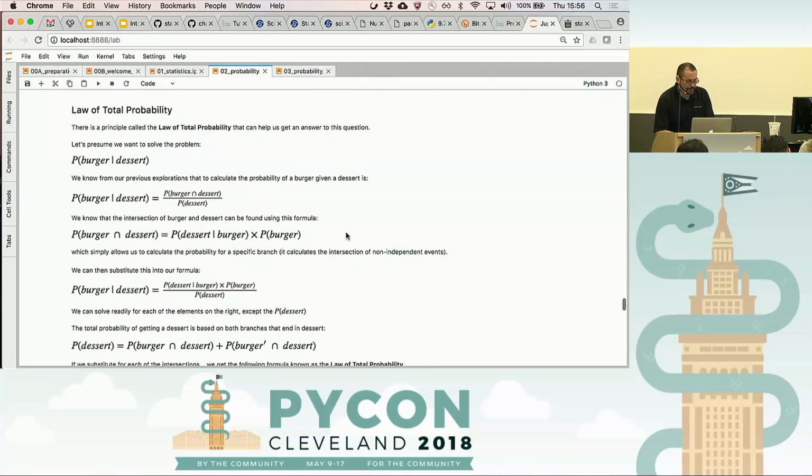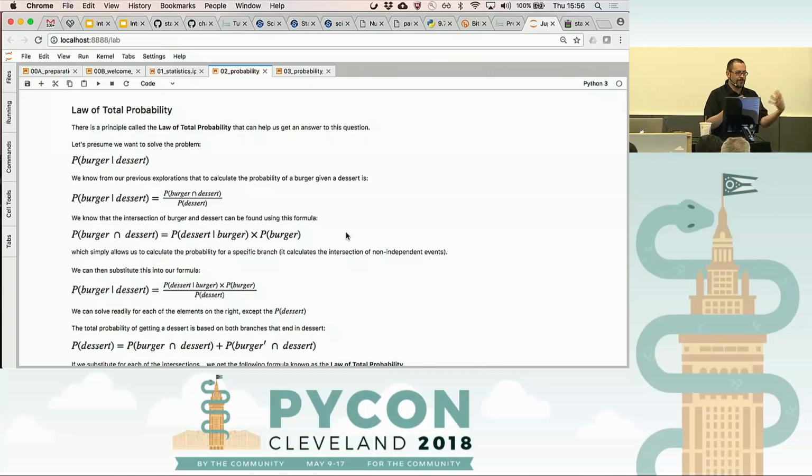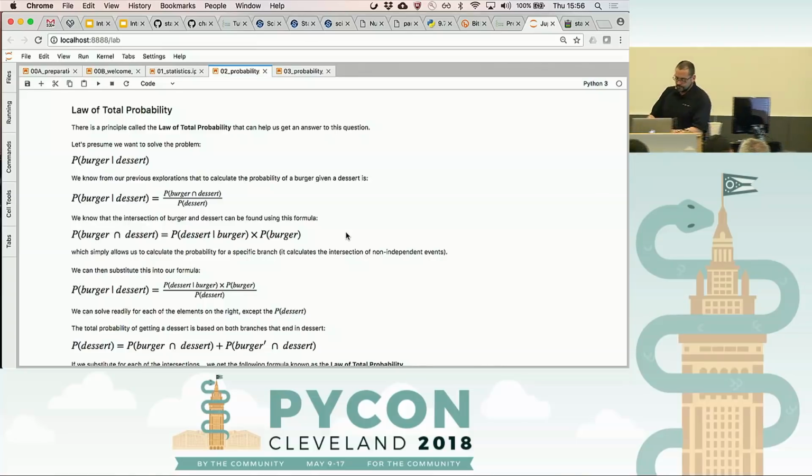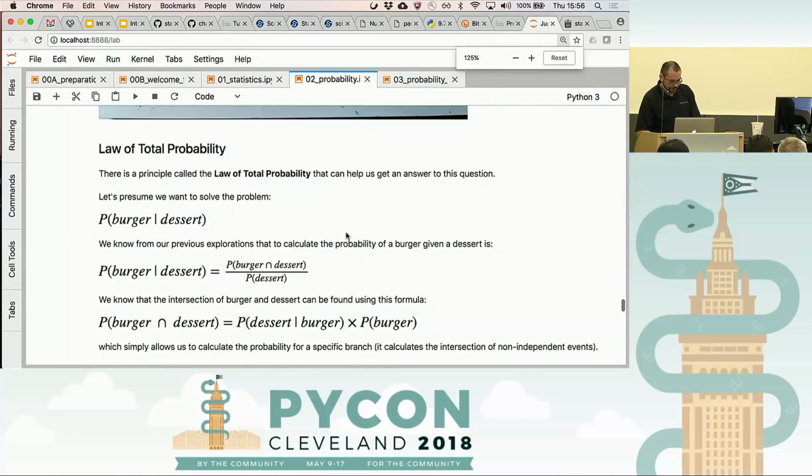So let's start with looking at the law of total probability. I'm going to apologize, there are lots of mathy, symbol-y things. So again, you're going to have to go back, review this, look at this, and work through this. I'll blow this up a little bit so the font is slightly larger.